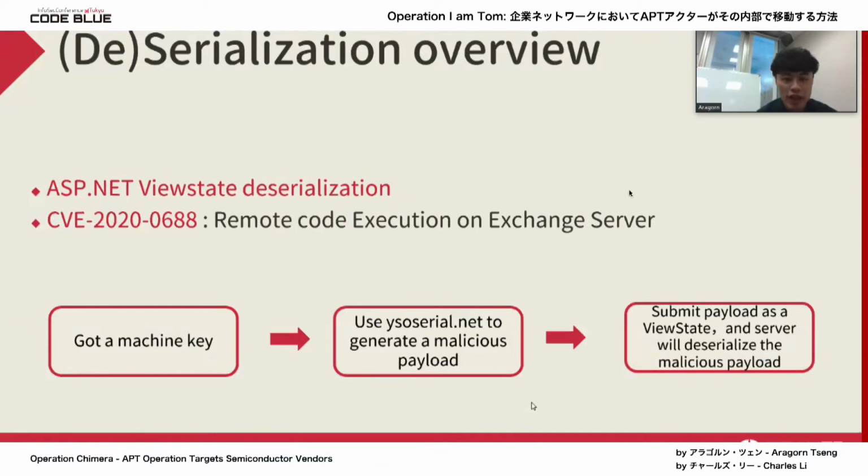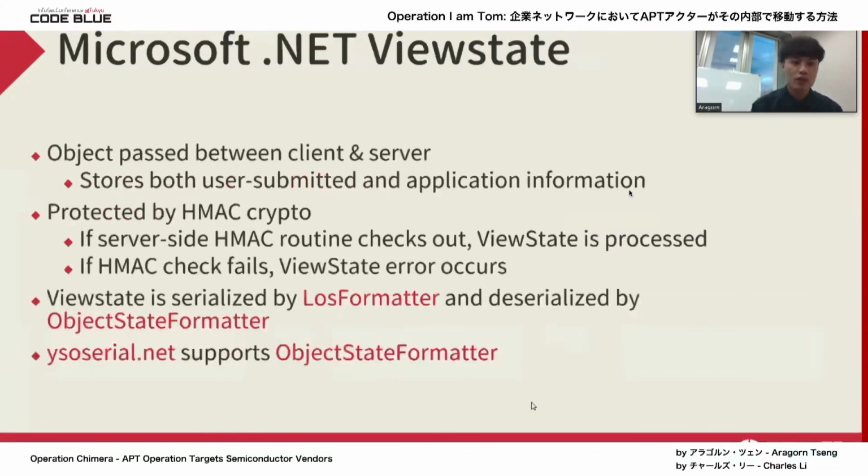The deserialization attack was a trump card for APT groups this year. As long as the CVE-2020-0688 exists, there are many deserialization attacks on .NET that can be used. And today we are going to share the deserialization attack on .NET ViewState.